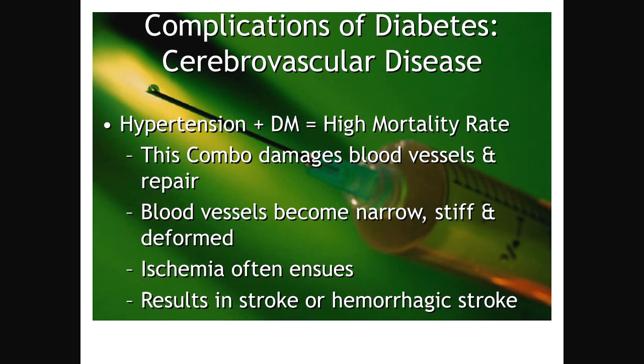Similarly, you have cerebrovascular diseases. Your vessels are involved again, but now you're talking about vessels in a different area. So obviously that's going to cause different issues here. So again, the mortality rate is going to increase when there's hypertension plus DM. You're going to have problems repairing your blood vessels. If they become narrow and stiff, you're going to have problems delivering nutrients to the tissues. You have ischemia involved. You're going to have either a stroke or hemorrhagic stroke. So cerebrovascular disease is a sometimes fatal complication when you have hypertension plus diabetes mellitus involved.